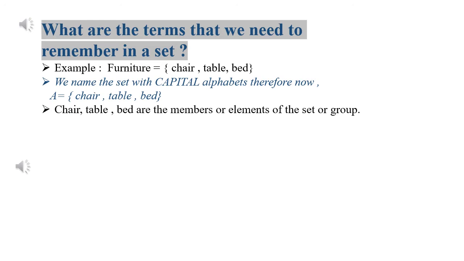These elements can either be any example of furniture or examples of colors, planets, names of flowers, vowels, anything. Natural numbers, even numbers, odd numbers, squares, square roots. So it will differ from question to question, but they are always termed as elements. Okay.